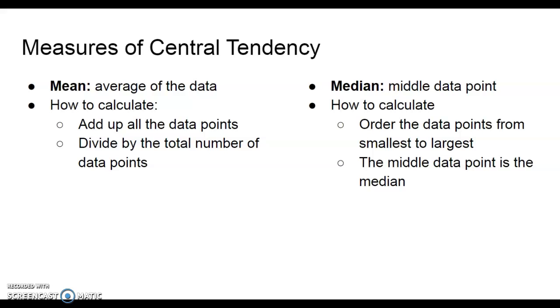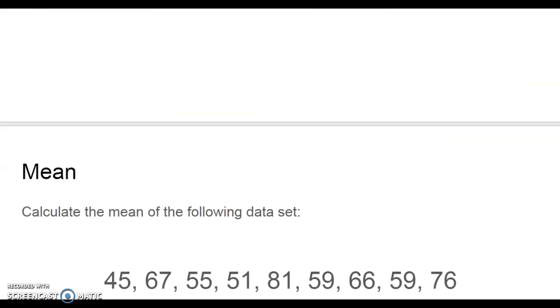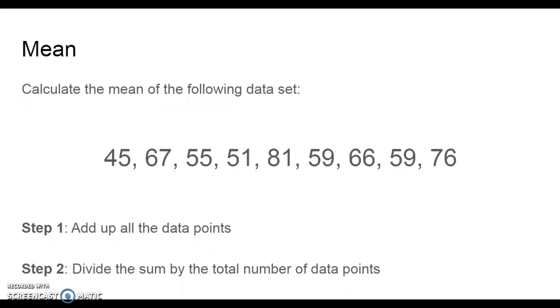We calculate the median. Our first step is to order all of the data points from smallest to largest, and then we just cross off one on each side until we finally get to our very center data point. So that middle data point is the median. So we are going to find both mean and median for a data set. So let's start with mean.